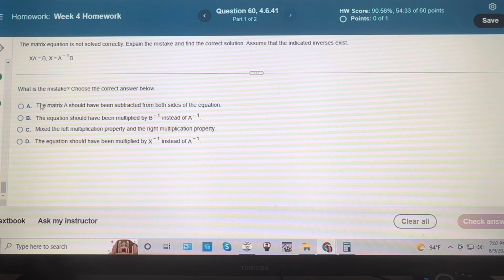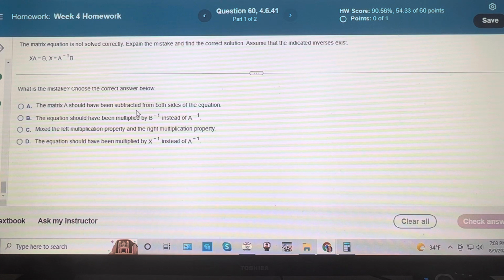Okay, so they don't have what I did here, but I'm noticing you could do this too. If you put an X inverse instead of an A inverse, if you wanted to put that in the front, you could. But usually the goal is to solve for X, so that doesn't sound right.